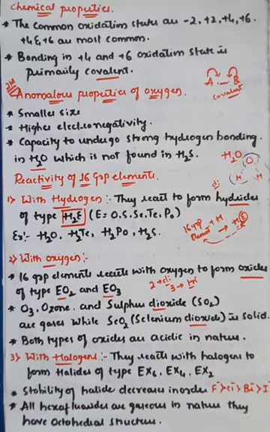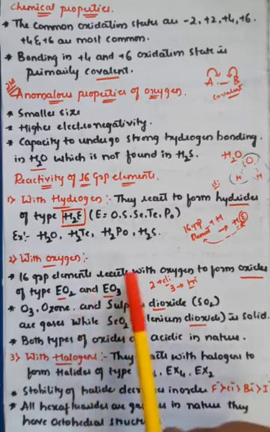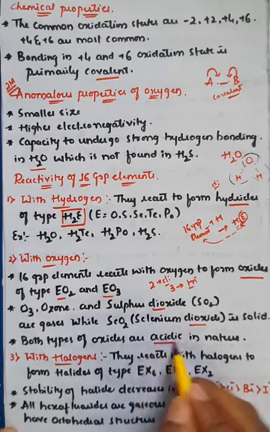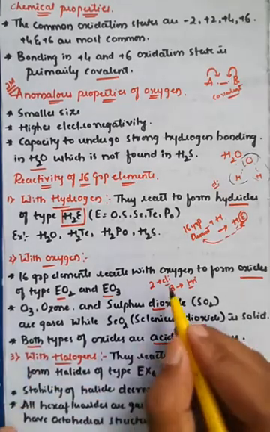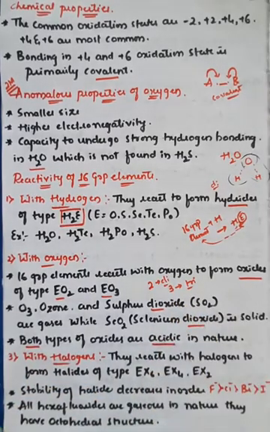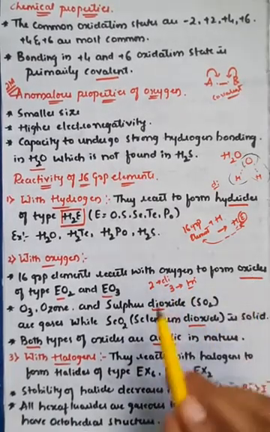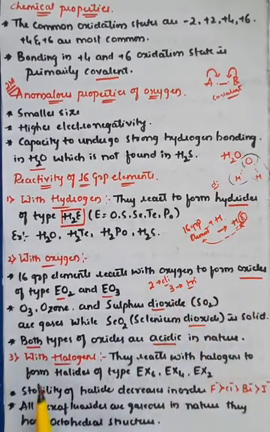Because we are talking about the dioxides as well as the trioxide form, whenever it is present as sulfur dioxide or ozone, it is generally a gas, while selenium dioxide is a solid. Both types of oxides are acidic in nature. Both means whether it is in the dioxide form or in the trioxide form, these both types of oxides are acidic in nature.